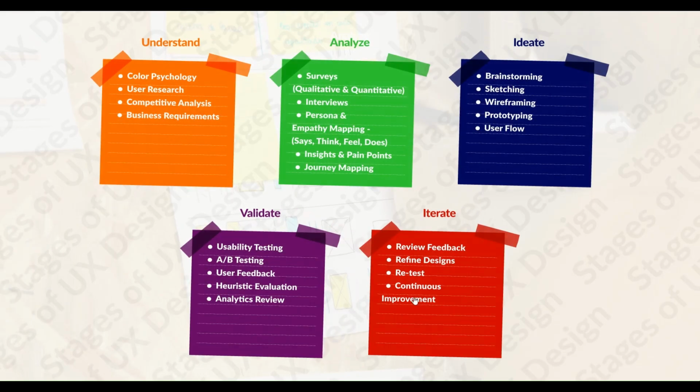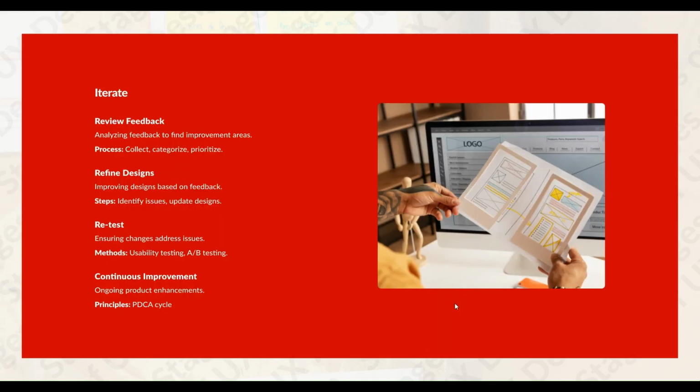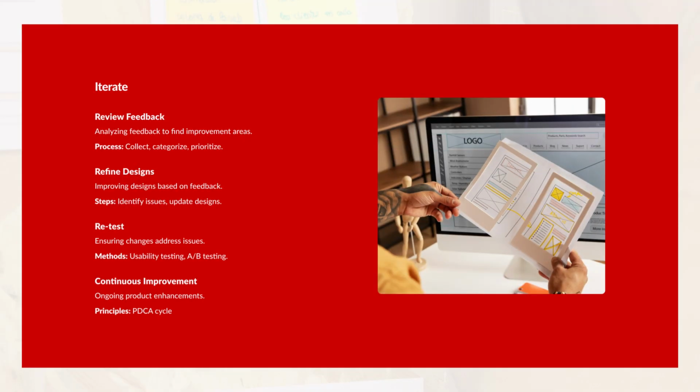Then we iterate, and that's our stage 5. The UX design process doesn't end once the product is validated. It's time to refine and improve. You'll take the feedback you've received, review your designs, and make necessary changes. Then you'll test again. This iterative process continues even after your product is launched, as user needs and market trends evolve.